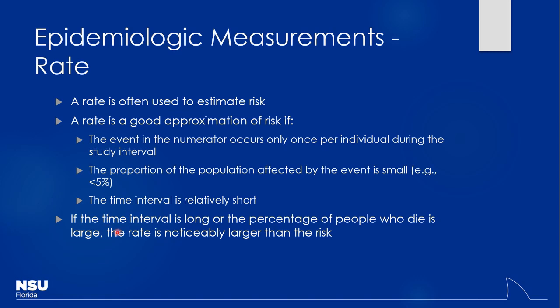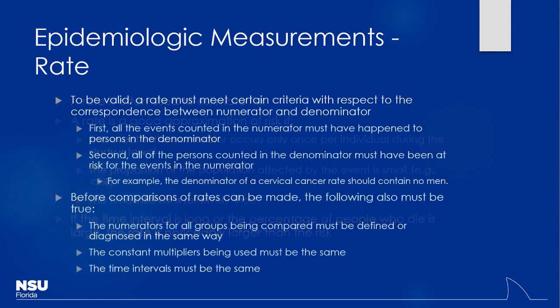And basically, if the time interval is long or the percentage of people who die is quite large, the rate is going to be noticeably larger than the risk, right? Because it makes sense, because then your mid-period population is going to be far different as you either go for a long period of time, or if that rate is going to be quite high just due to the number of people, the actual risk of it actually going up there. So if it was like 25, 30%, then it's not really going to be all that close.